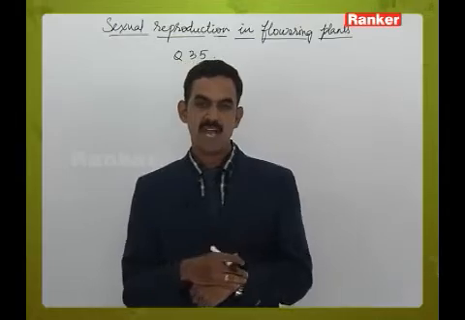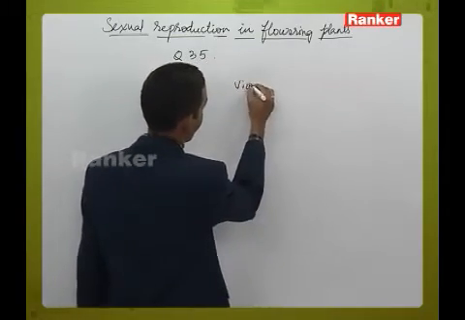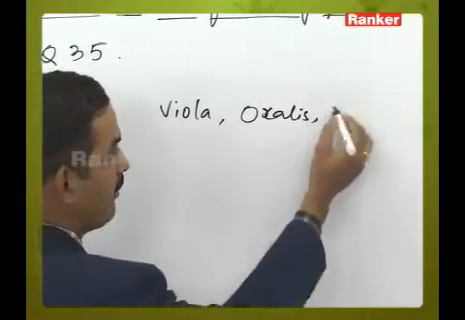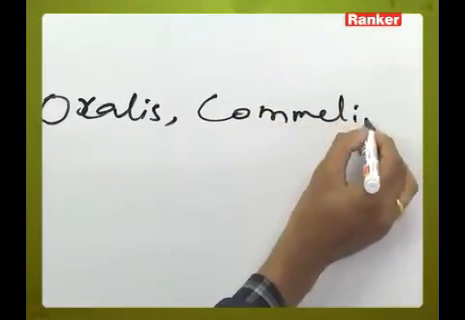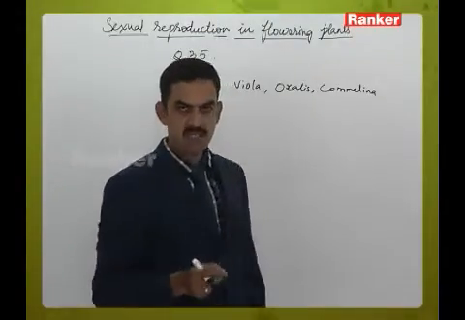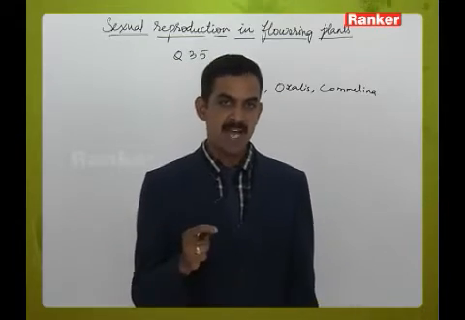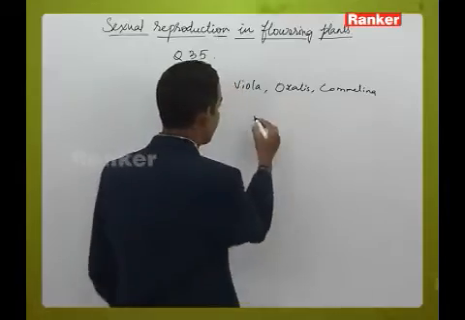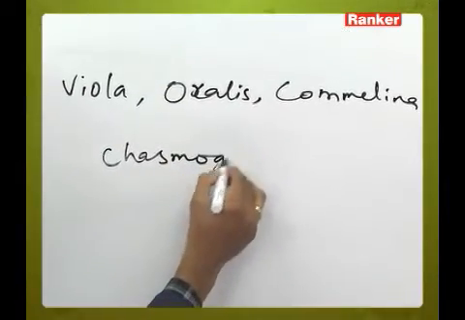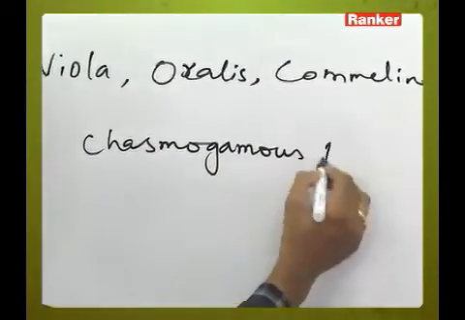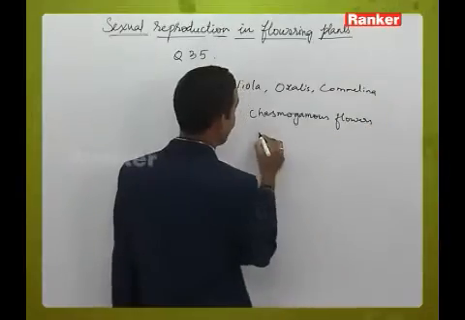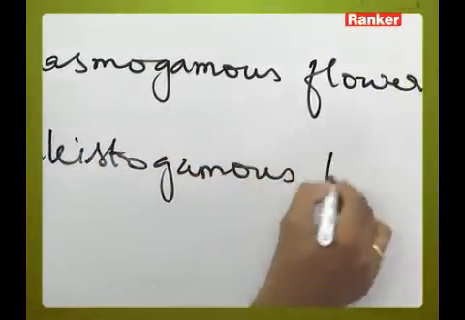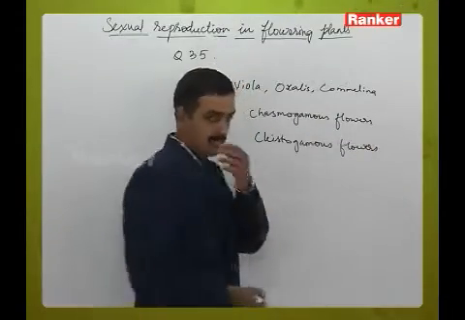Okay, let's come to the 3 plants, that is Viola, Oxalis and Commelina. Here in these 3 plants, 2 types of flowers are present in each plant. Those are called chasmogamous flowers and cleistogamous flowers. Chasmogamous flowers are the flowers which open, whereas cleistogamous flowers are the flowers which never open.